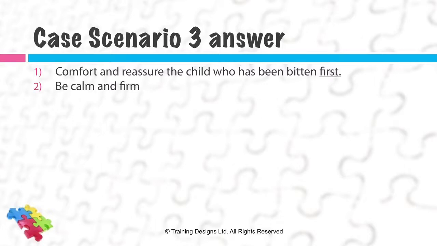Number 2, be calm and firm. Address the child who has done the biting according to their age and stage of development and understanding. This may be with a firm "no biting" or "biting hurts." Keep it simple and easy for a toddler to understand. You need to make it clear that this has made the other child sad. And remember to refer to your behaviour management policy.